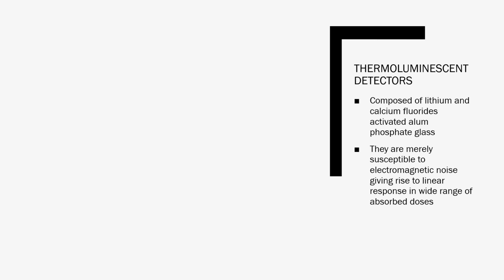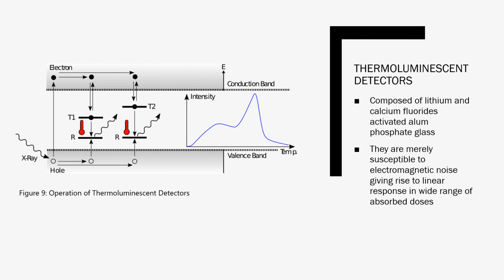Now let us discuss thermoluminescent detectors. They are a specialized type of detectors that are used for X-ray diagnostics of plasma objects. They are composed of lithium and calcium fluorides that are activated by alumophosphate glass. They are much less susceptible to electromagnetic noise, so they can give rise to a linear response in a wide range of absorbed doses.